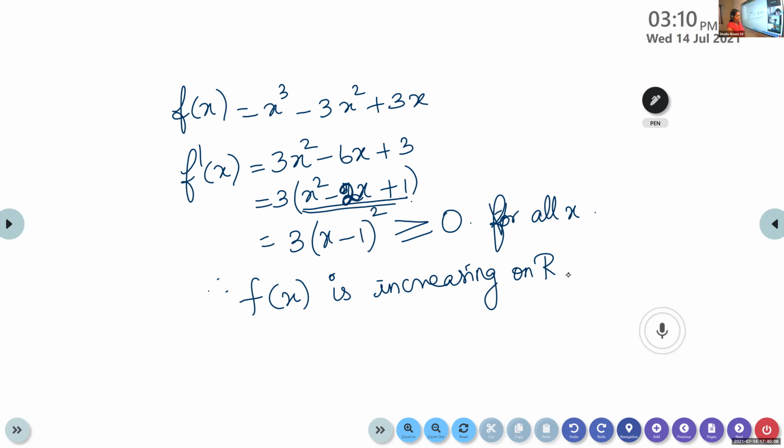Ma'am, we have to prove it strictly increasing. Okay, strictly increasing means although we are writing here greater than or equal to, you can write one more step. When you put different values, it will be greater than 0, isn't it? Therefore, it is strictly increasing. Whether it is positive, that's what we are checking.